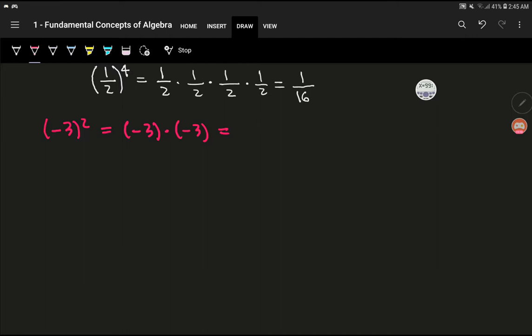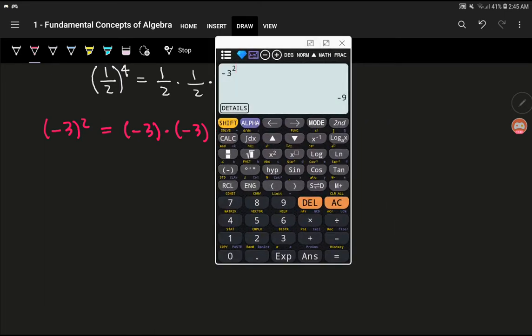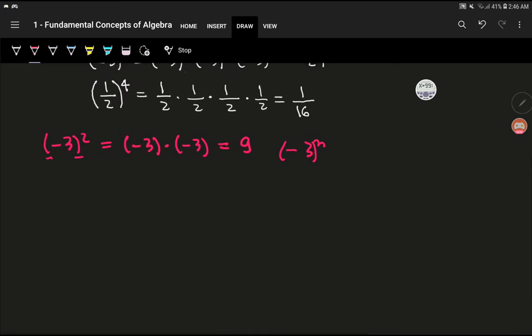So what's left is 3 multiplied by 3. So we have 9. That's why when you write it like this, this is very, very wrong. Please bear in mind that you should not write it like this. Please put brackets, including when you evaluate the term using the calculator. Please use the brackets.